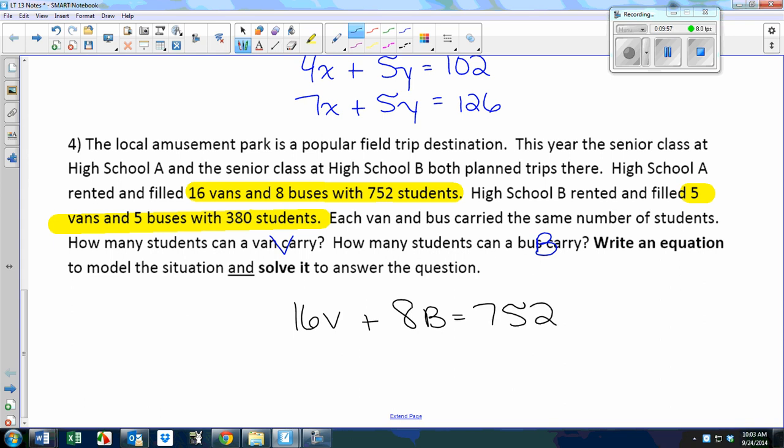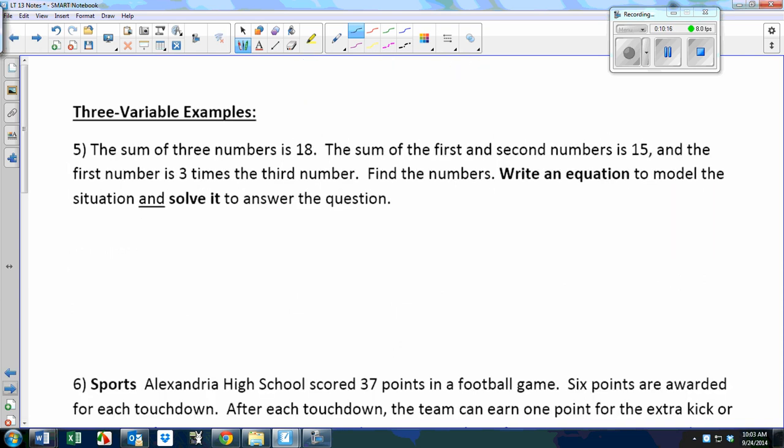The second phrase, 5 vans... So 5V, 5 times V, plus 5 times B should be 380. Is that okay? Am I going too fast? That's okay? All right. Moving on, we're going to do at least one more, maybe two.